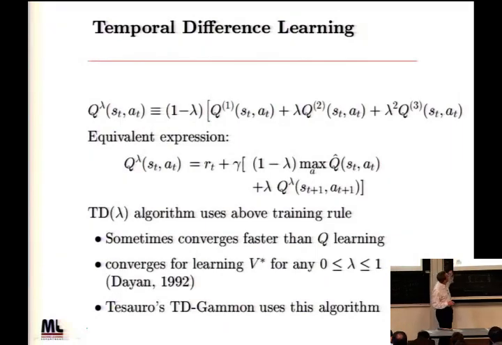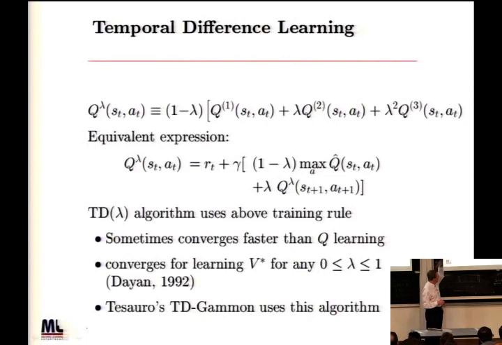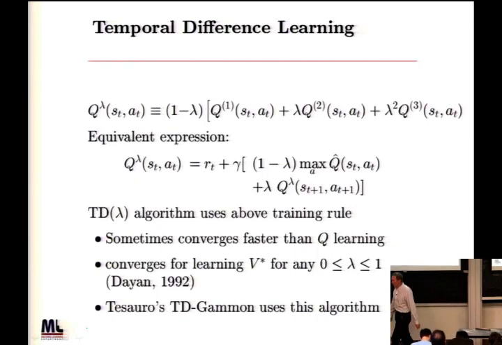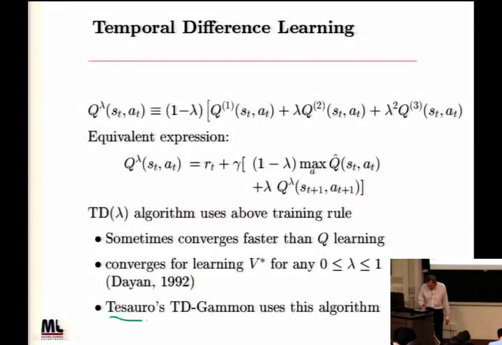TD lambda is just this algorithm. It has a nice property that it converges. And in fact, it's often a more practical algorithm because it converges faster. It spreads the information out over more steps. And that's why when Jerry Tesauro did his reinforcement learning version of backgammon playing, he used this algorithm.